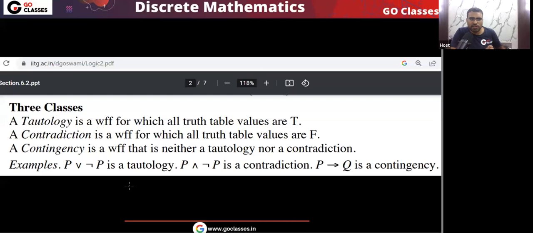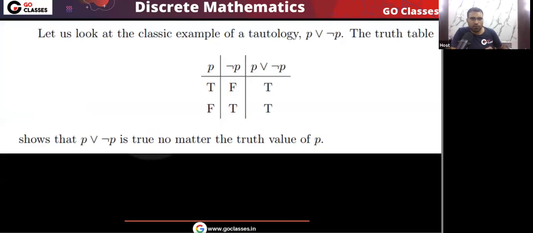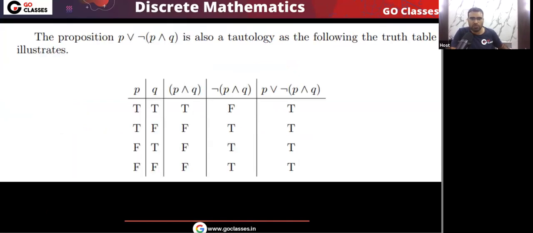So these are the definitions we have already seen. For example, look at this, P or P bar. If you create the truth table, this is always true, so this is a tautology. Look at this expression. Is this tautology, contradiction or contingency? P or negation of P and Q. This is always true, so this is a tautology.